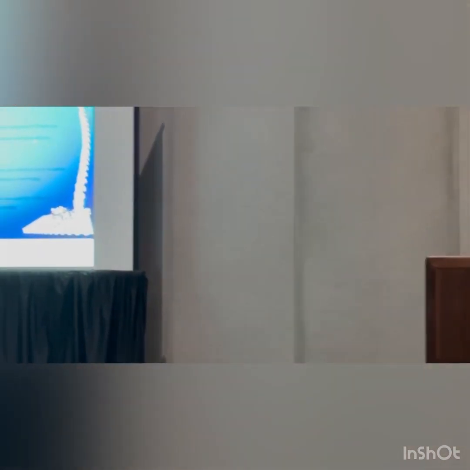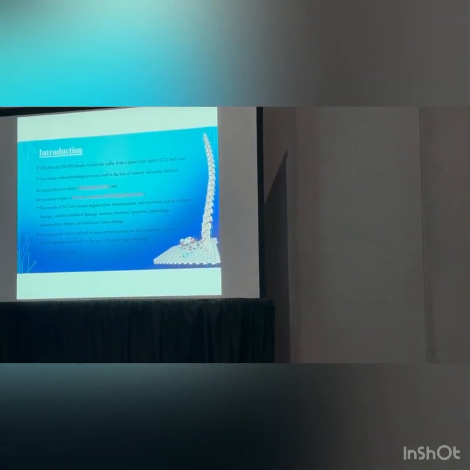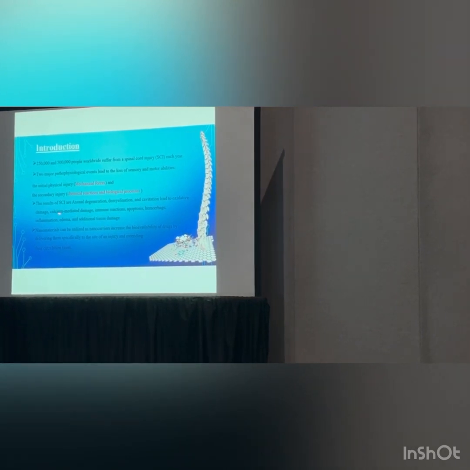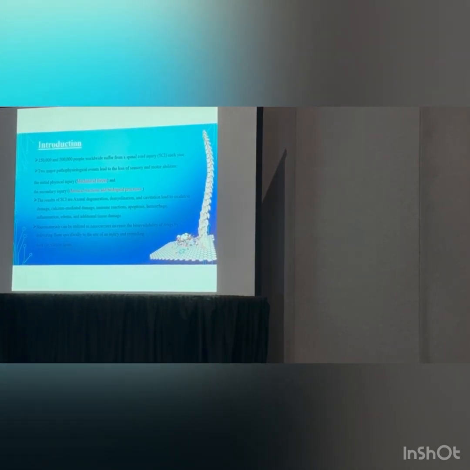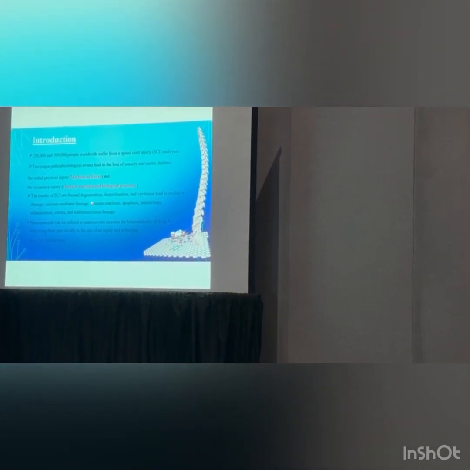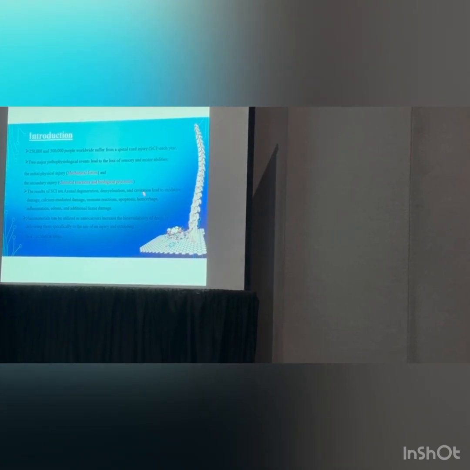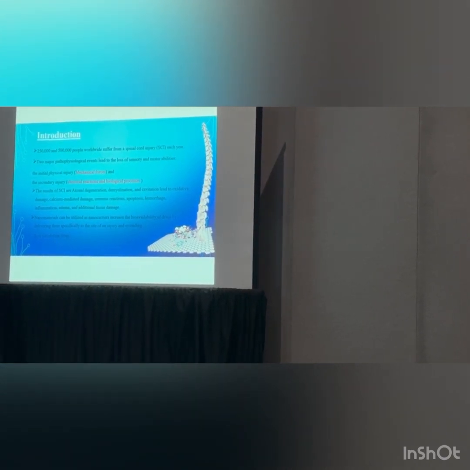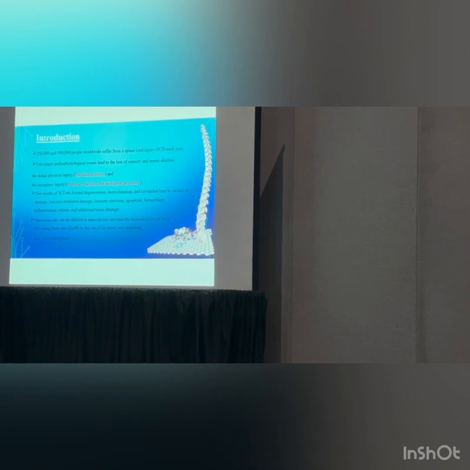So we have two major pathophysiological events leading to the loss of sensory and motor ability, and the results of a spinal cord injury are axonal degeneration and cavitation, which lead to oxidative damage, so it's really important to know.